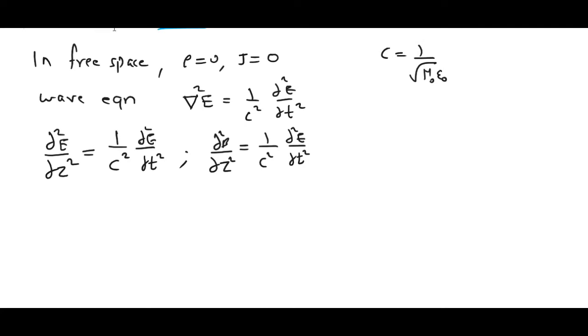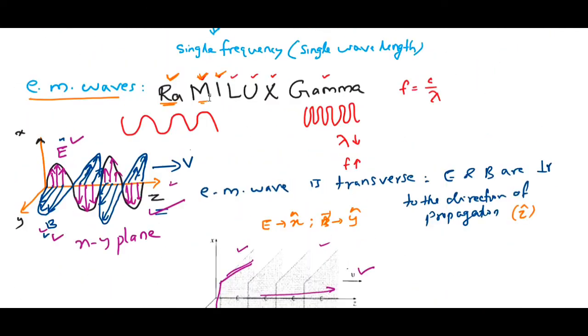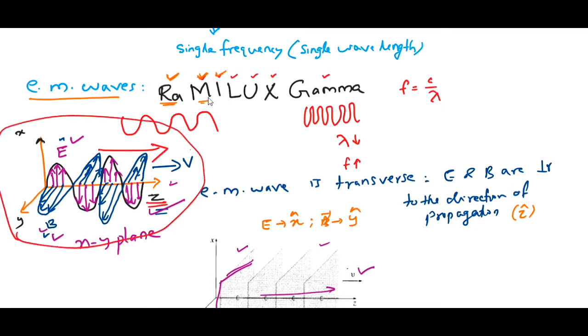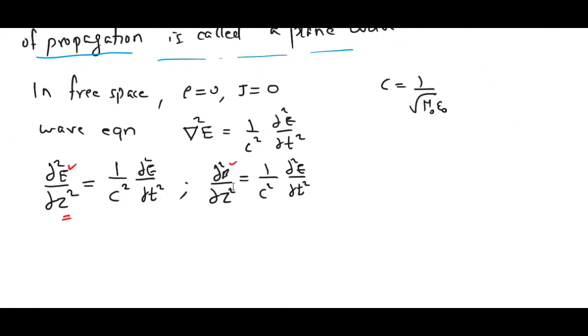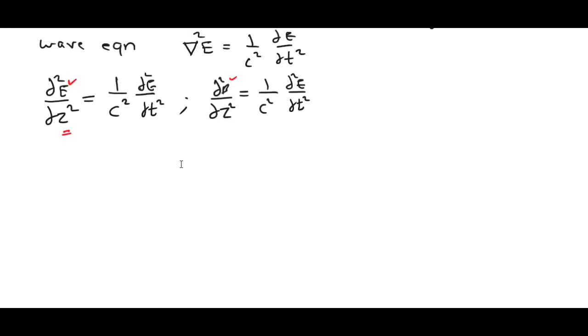Why is this along z square? Because both the electric and magnetic field are propagating along this z direction. That is why in this figure, both the electric and magnetic field are propagating along the z direction. That is why we have taken this as dou square E by dou z square.